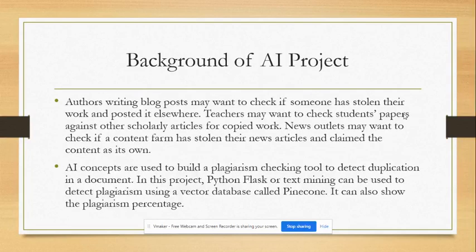So, the background of the AI project. We have a small background of this project. We have authors writing blog posts who want to check if someone has stolen their work and posted it elsewhere. Teachers want to check students' papers against other scholarly articles for copied work. News outlets want to check if a content farm has stolen their articles and claimed the content as their own. So, the AI concepts we shall be using to build the plagiarism checking tool for detection in the document: in this project, we use Python Flask and text mining to detect plagiarism, using a vector database called Pinecone, in which we shall store a data set. It can also show the plagiarism percentage.